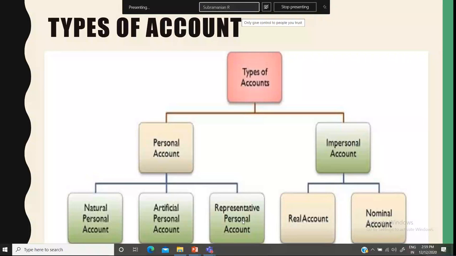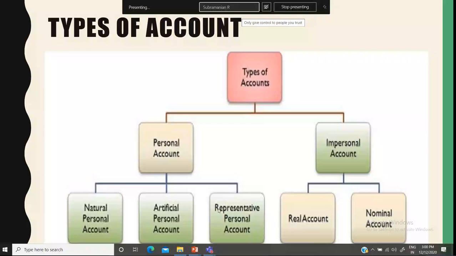So representative personal account means all these things come into picture: outstanding expenses, prepaid expenses, accrued income, and income received in advance. Personal account can be a normal individual person. The business may have dealings with a normal individual person. I'm a limited company, I might have contacts with B or C, who might be natural persons. If I am having a commitment or a dealing with a firm, another company, or a bank, then that is known as artificial personal account.